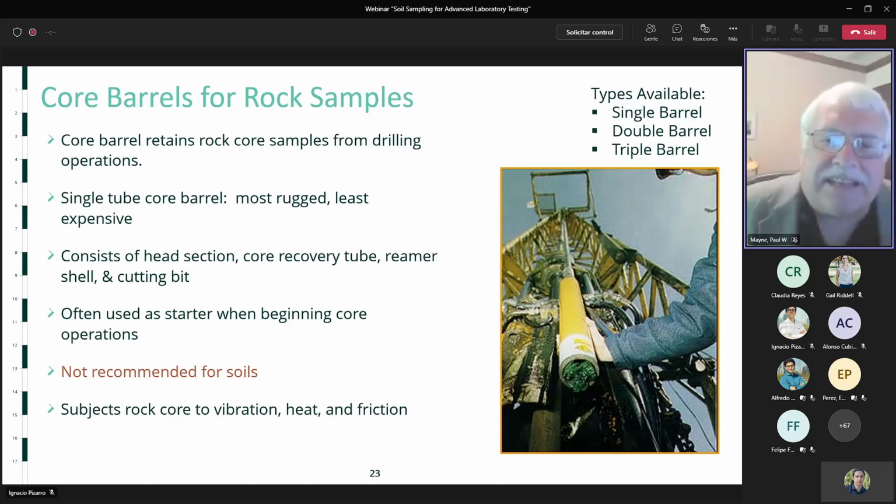Well, that's easy, but the problem is this tube is going to spin at, say, 1,000 RPM, and it's going to subject the rock that you just captured to thermal changes. A lot of friction. It's going to heat up, and that's going to change the characteristics of the rock. So you've got to do something better. None of these core barrels are really recommended for soil.